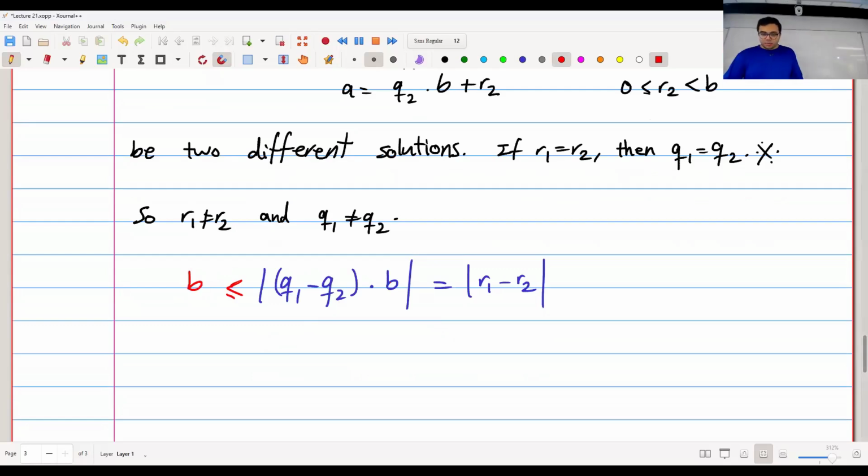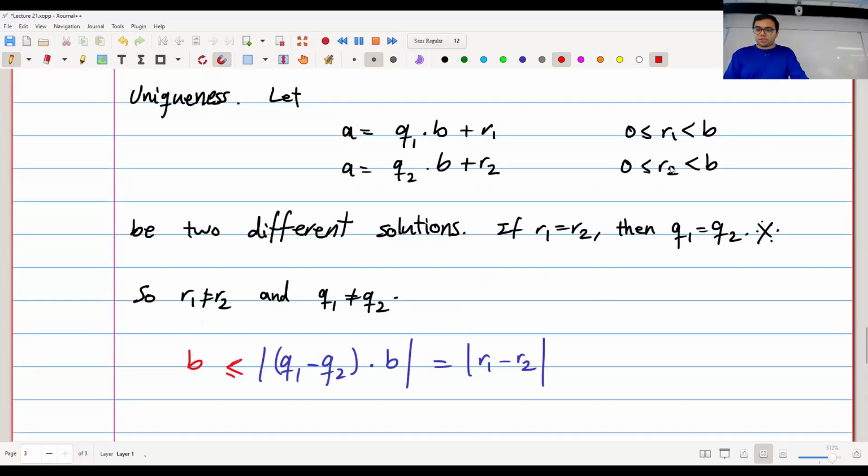Okay. But what about this one? R1 minus R2. Yeah, these are both numbers that are less than B, so their difference is also less than B. So B cannot be less than B, that's a contradiction. So we have a unique solution. Okay.